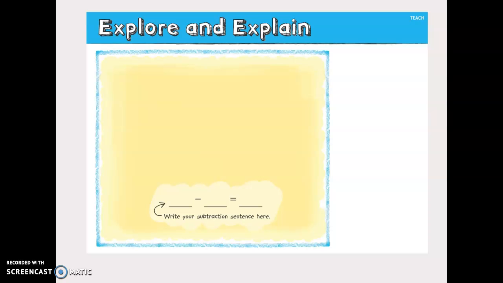We are going to use some tools. Miss Allen's going to get out her tools today. We're going to use these cubes, and we're going to show this story. There are 10 tigers playing in a field. 4 tigers go away. How many tigers are left? So let's go ahead and build our 10 tigers.